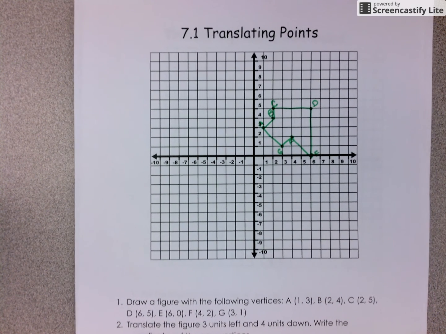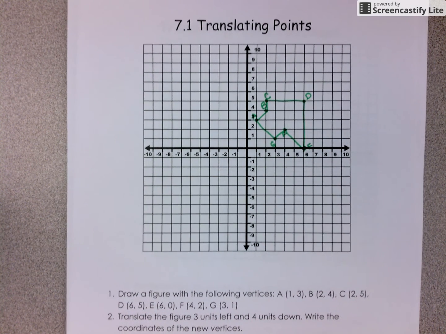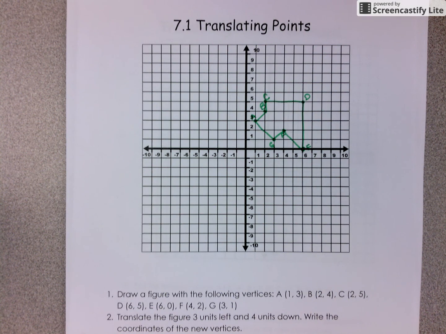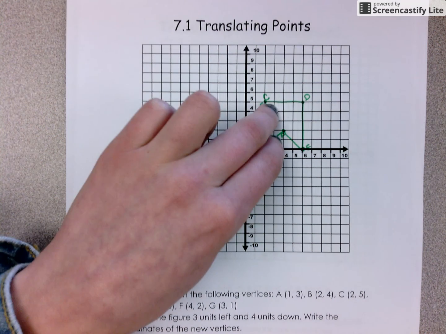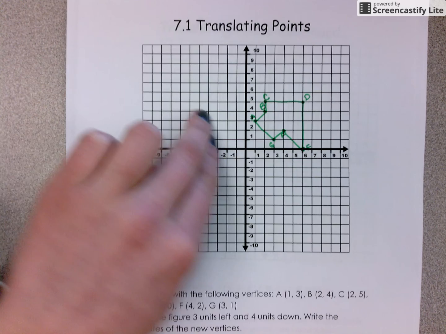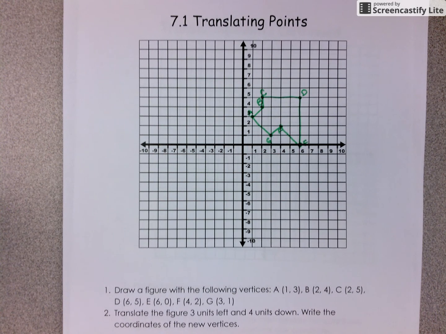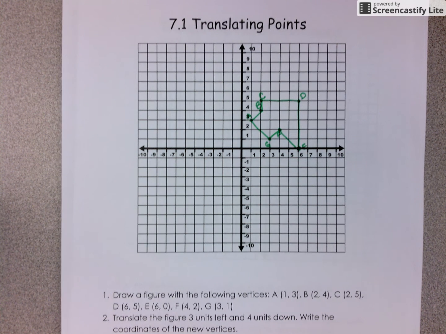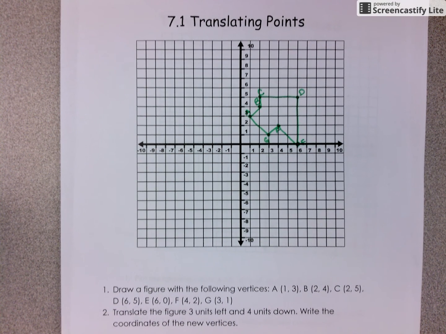All right, so if they are asking you to translate a point, translations are just like slides. It would be like me taking this and sliding it over in any direction here on the grid. You're either going to be told to go left or right or up and down. The directions here tell you to translate the figure 3 units left and 4 units down. Write the coordinates of the new vertices.